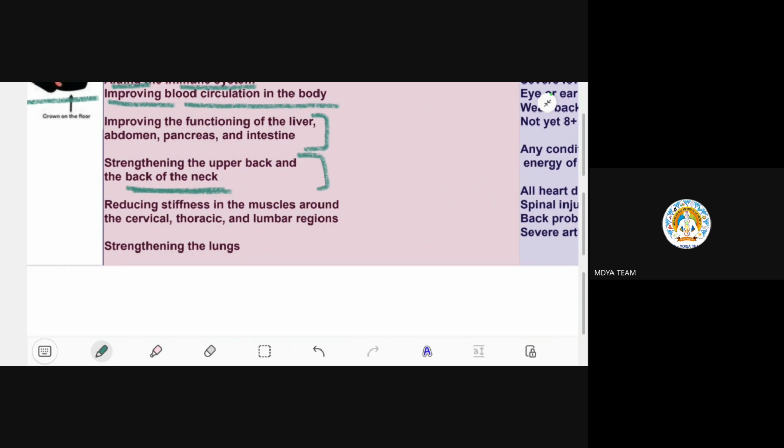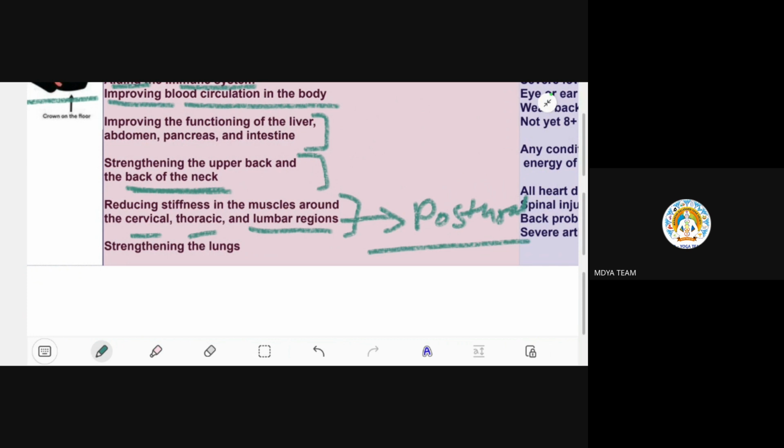Reducing the stiffness in the muscles around the cervical, thoracic, and lumbar regions. These are the postural problems: cervical, lumbar, thoracic problems, kyphosis, and other spinal problems. In the cervical region there is spondylitis, disc problems, and herniation. With the disc and herniation, one could get a jerk because of vigorous bending. Sometimes one gets slipped by chance.